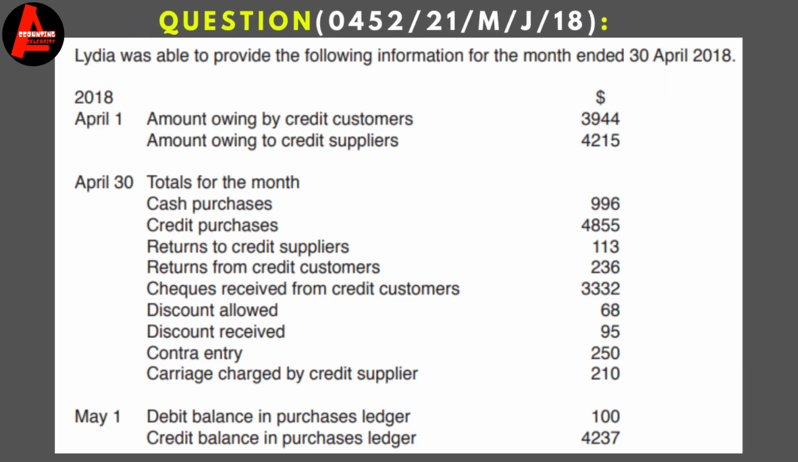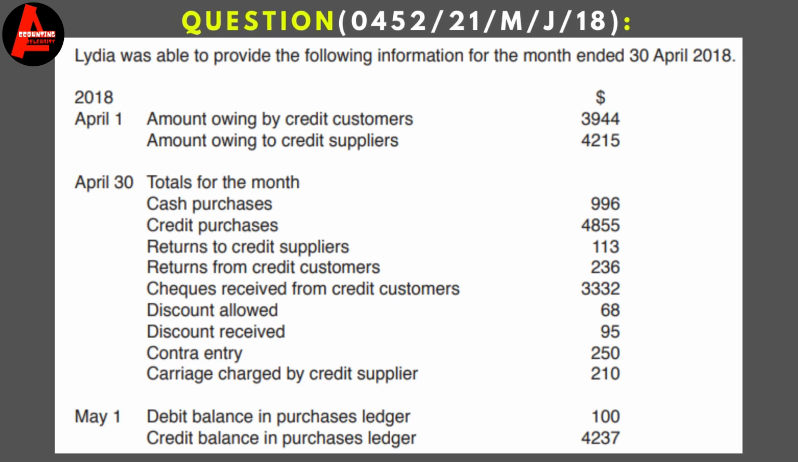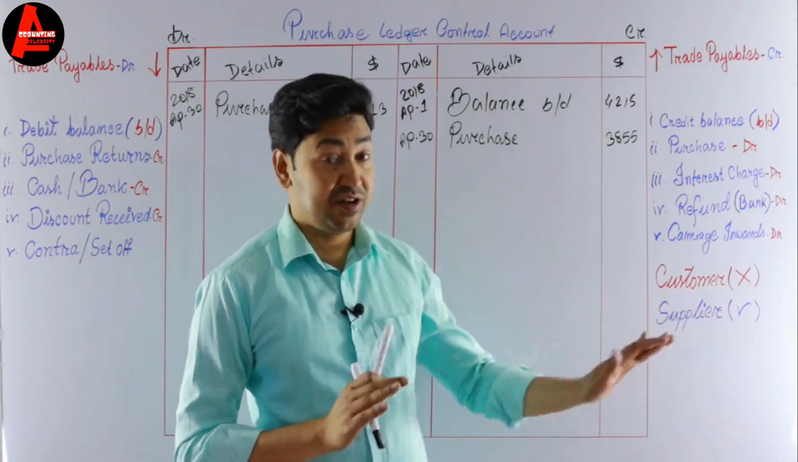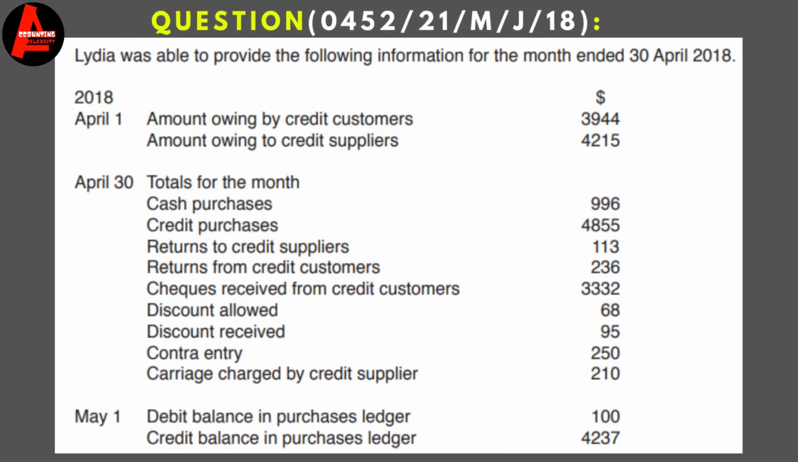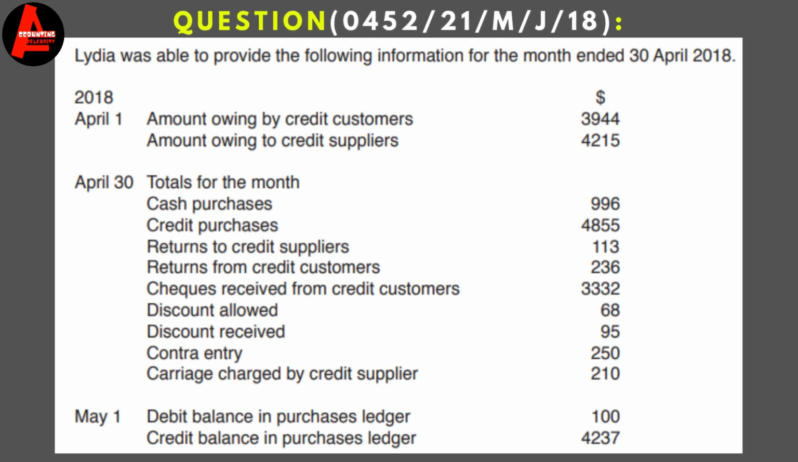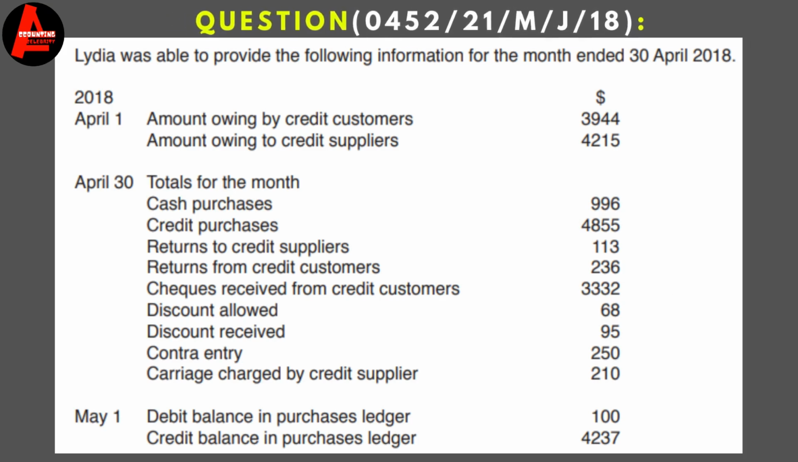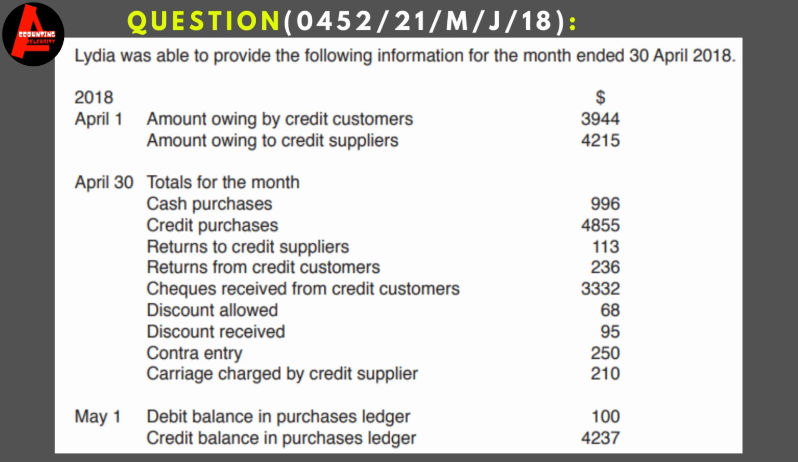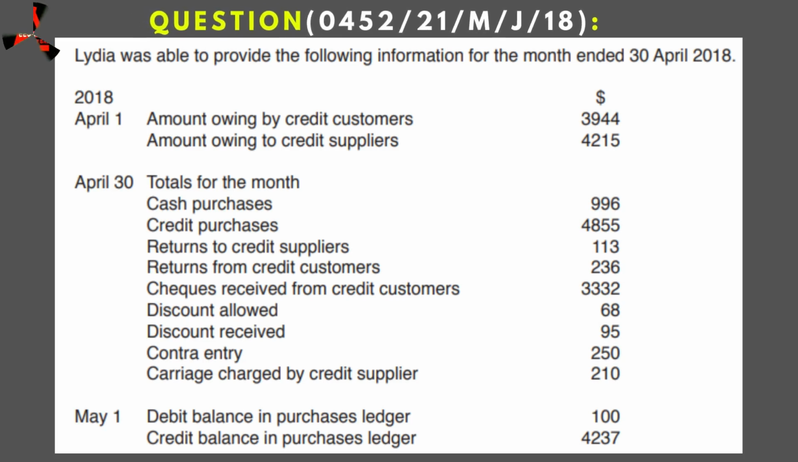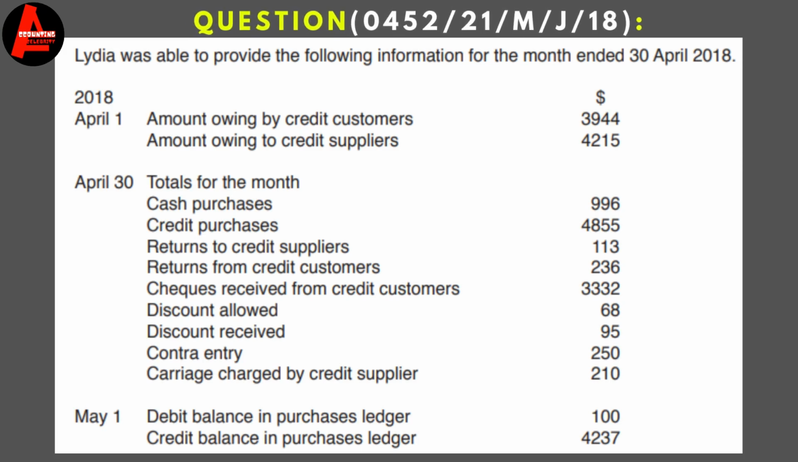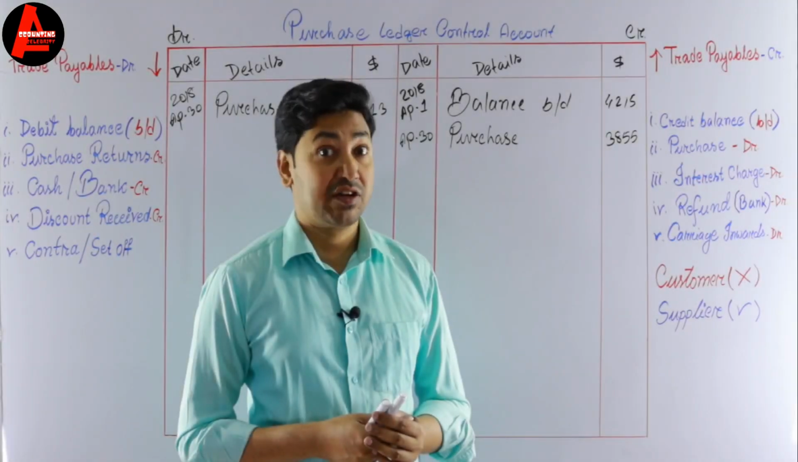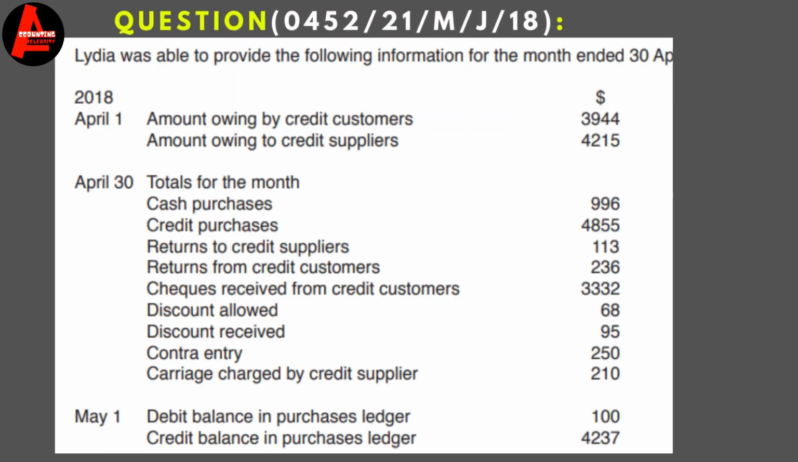Returns from credit customers. Returns from credit customers are sales returns, so we will not take it. Cheque receipts from credit customers, again customer-related items, so we will ignore it. Okay, very good. Next one is discount allowed. Discount allowed does not appear in the purchase ledger control account. It comes in the sales ledger control account. Okay, so we will not take it.